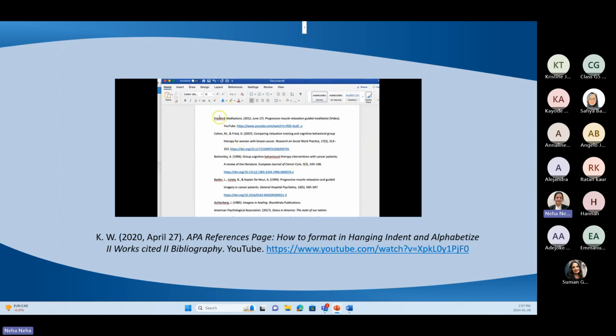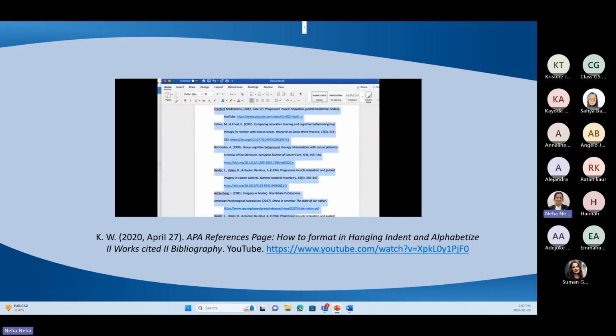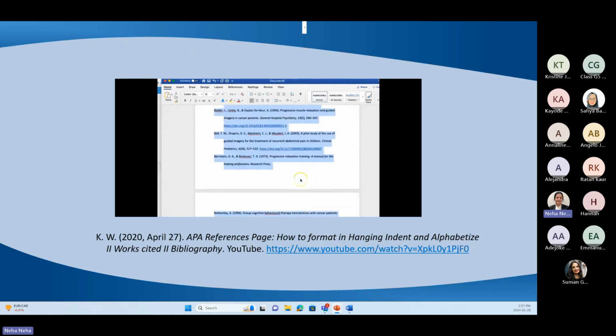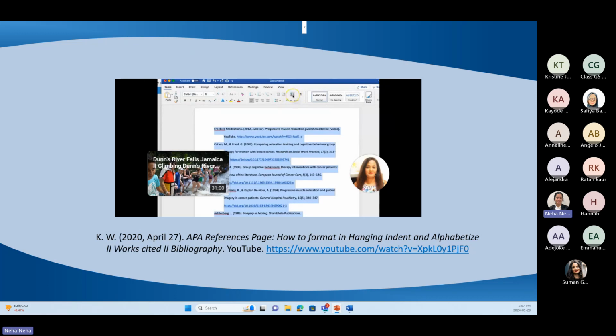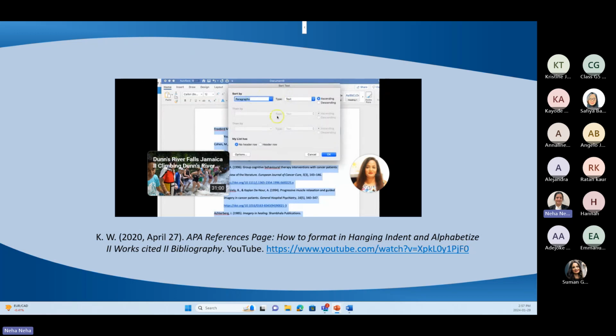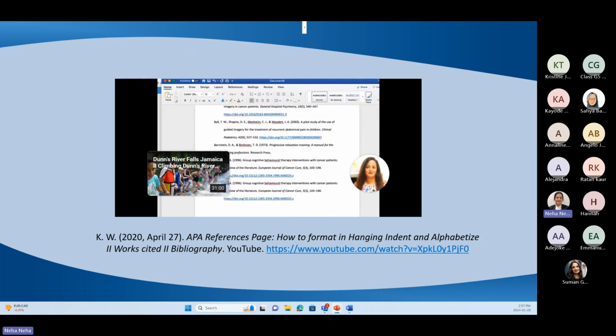But they are not alphabetized. All these references need to be alphabetized. So what we are going to do again, we are going to select all the references because we need to put all of them in alphabetical order. And you see on the top here where it says A to Z, you will click on this and leave paragraph the way it is, and then you're going to click on OK. And all your references are alphabetized. It's as simple as that.